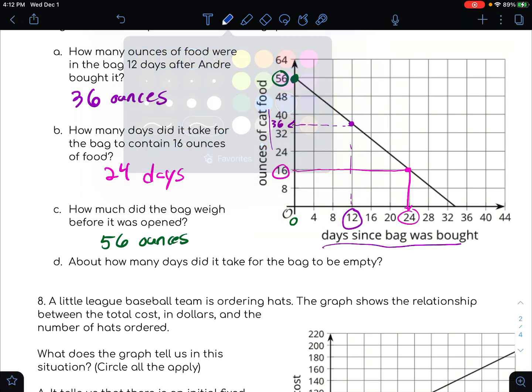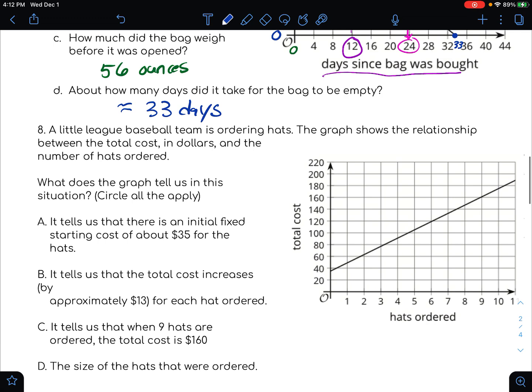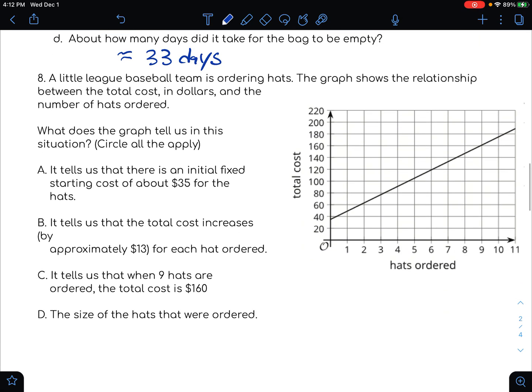And then about how many days did it take for the bag to be empty? So if the bag is empty, that means we're down to 0 ounces left, which is down here a little bit past 32. Doesn't look like it's quite halfway between 32 and 36. So I'm going to say 33. It's about 33 days there. So a little interpretation of the graph. Let's continue some interpretation of the graph here.